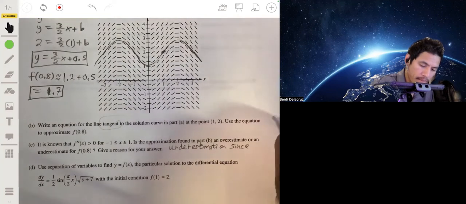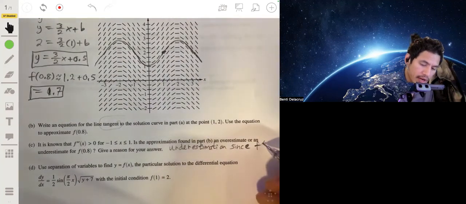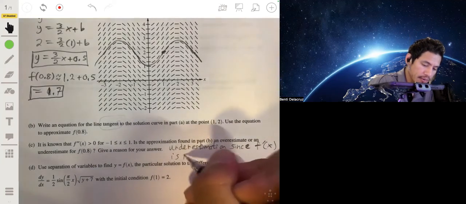since f prime of x is increasing on this interval.